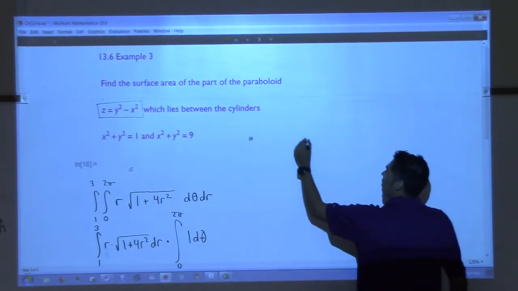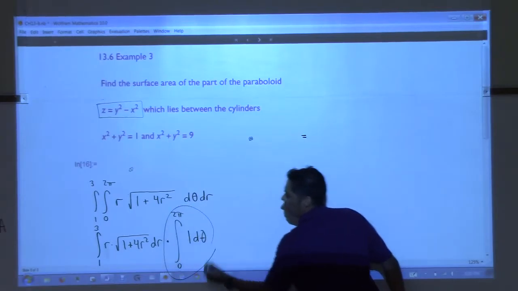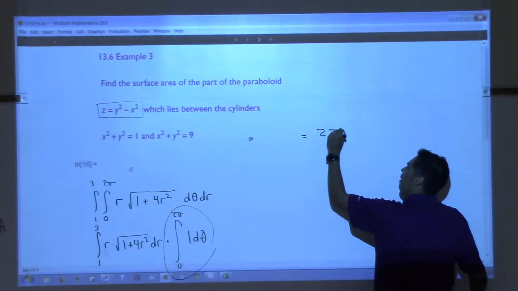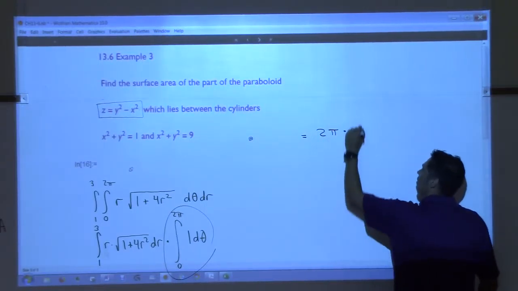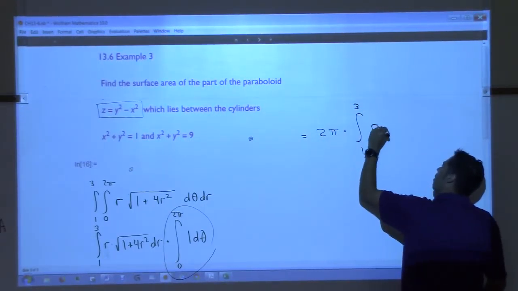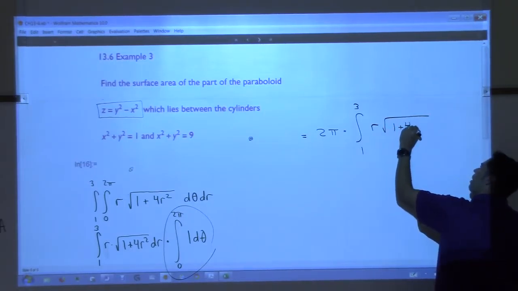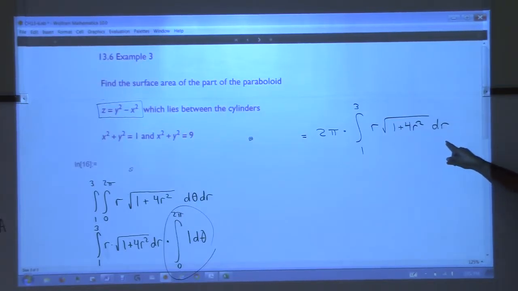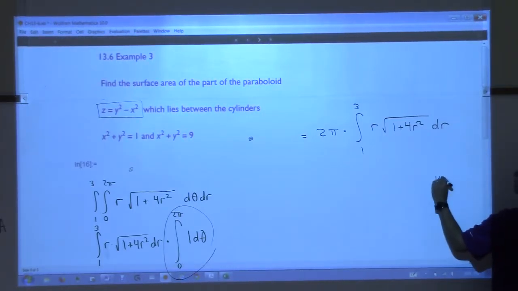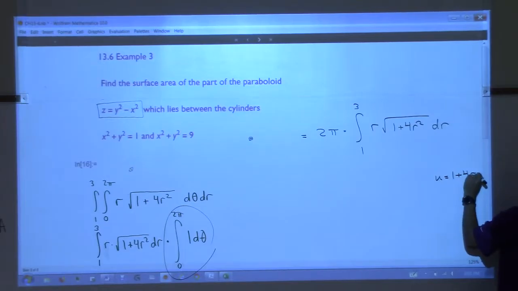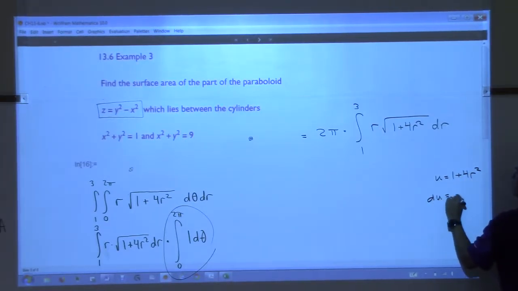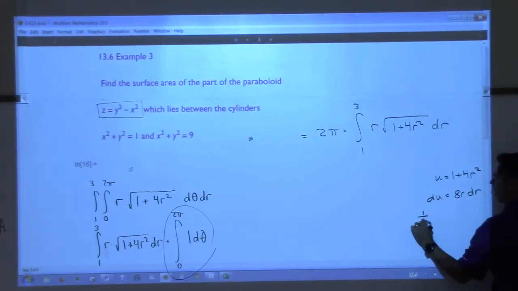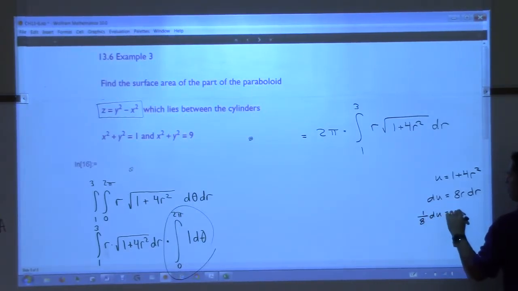Okay, so I'm going to go ahead and say this is 2 pi, everyone, right? Do I need to go through that work? I don't need to go through that, right? 2 pi times, and then now we need to do the integral from 1 to 3 of r root 1 plus 4r squared dr. So basic u substitution here, right? Like u would be 1 plus 4r squared, du would be 8r dr. I don't have 8r dr, I have just r dr, so I go 1/8 du equals r dr.